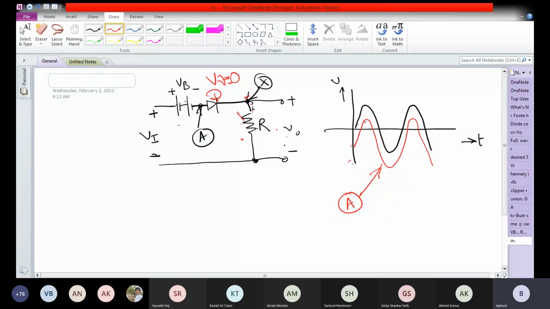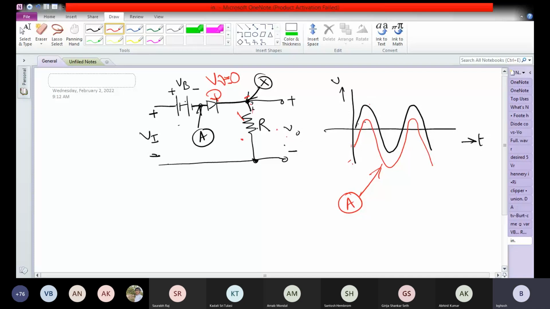You now forget the black curve. Whenever the battery is in series, after you have drawn the red curve, you forget the black curve. Now you forget what is to the left of A. You concentrate on point A and point X only. Then when the voltage at point A is greater than 0, the diode conducts. And if the diode conducts, the voltage at point X becomes equal to the voltage at point A.